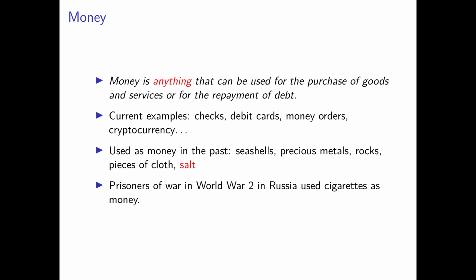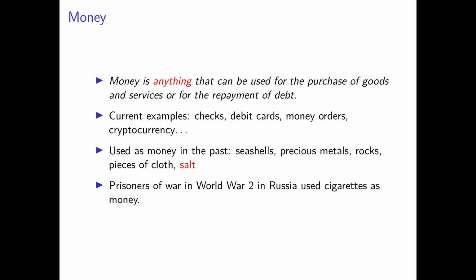The definition of money is anything, and as you can see, the word anything is highlighted for good reasons. Money is anything that can be used for the purchase of goods and services or for the repayment of debt. Purchasing goods and services can be done with currency, of course, but with other means, and all these other means are actually part of money. It can also be called money.